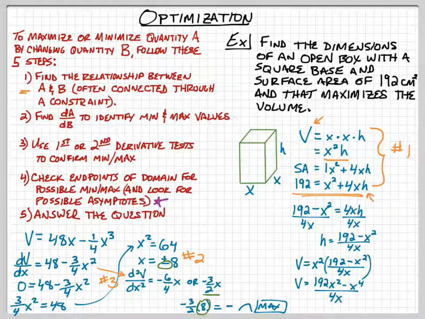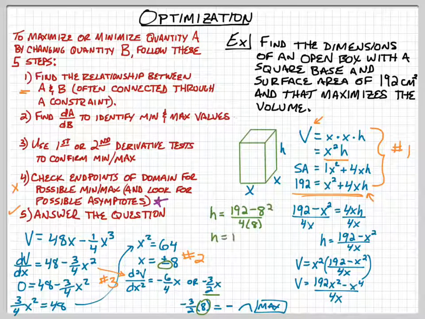We know that 8 is our maximum, so now let's find what the actual height is. We don't really need to check our endpoints because we don't have them, so we don't need to work with that at all. So we're going to go on to start working towards number 5 and answering the question. Let's start by finding the height. We're going to plug 8 into our height equation, do some simplifying, and we get our height is equal to 4.